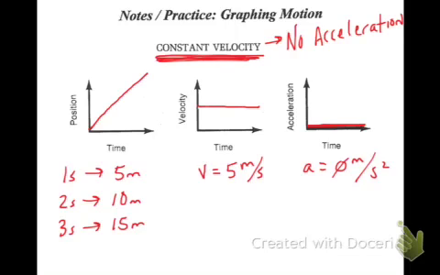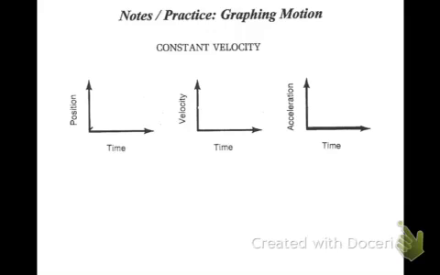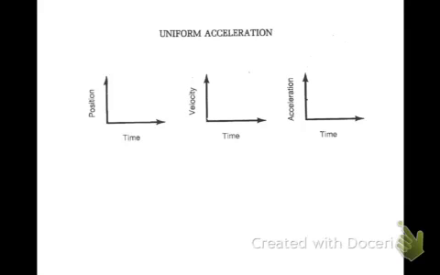Okay, so now let's move on to a different type of graph. Uniform acceleration. When we say uniform acceleration, we're basically talking about constant acceleration. So what did we just learn about something that is constant? Well, that means that that value is happening over the same amount of time. So constant acceleration means that we have a consistent value for acceleration.